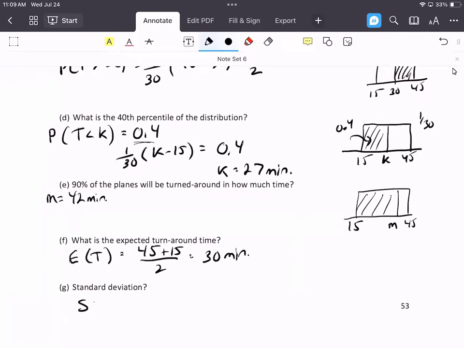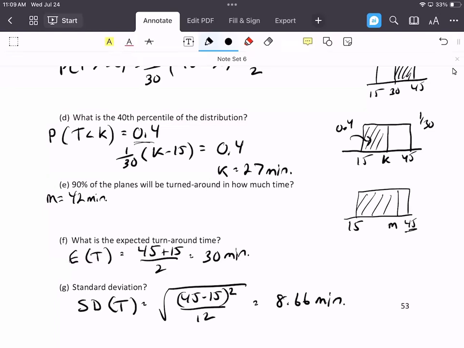And the standard deviation, we're going to take the 45, the far end, minus 15. We square it, divide by 12, and then we take the square root. And we'll get 8.66 minutes. So that's an example of uniform distribution and how we would use it.